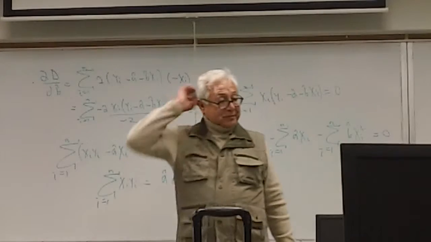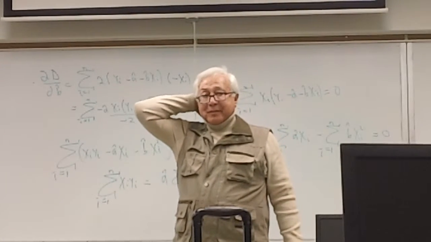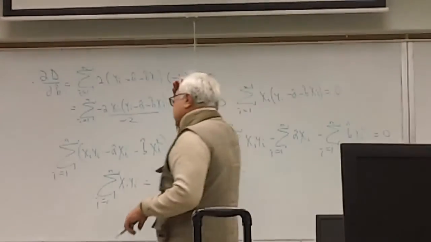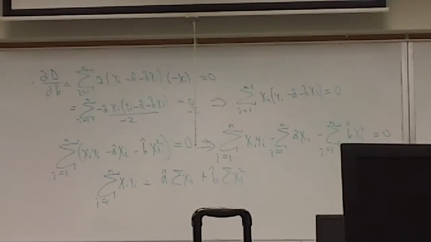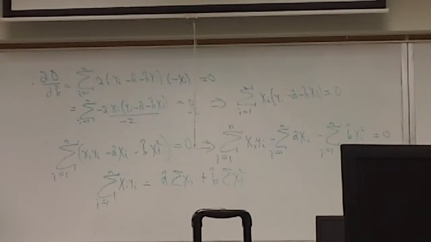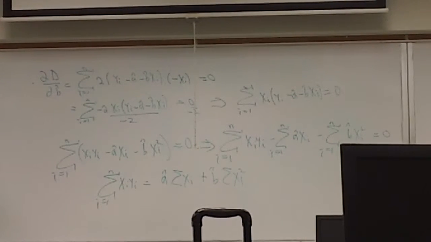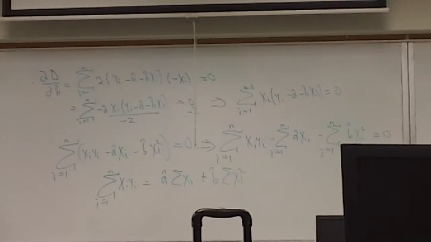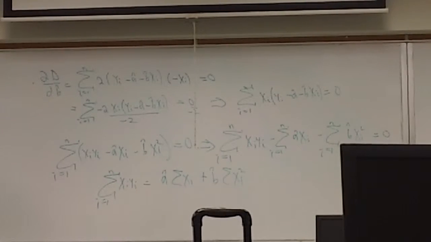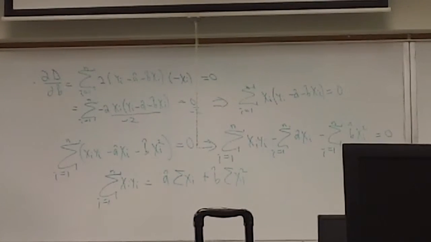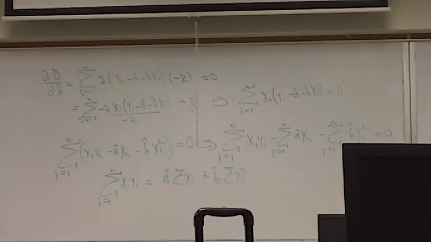So now it becomes the matrix equation. Right? And now to solve this as a matrix equation, we'll have A hat, B hat equal the inverse of this: 1, x bar, summation of xi, summation of xi squared, times y bar, summation of xi squared. The handwriting is rapidly deteriorating here. And that'll give us the value of A hat, B hat, which will minimize D.